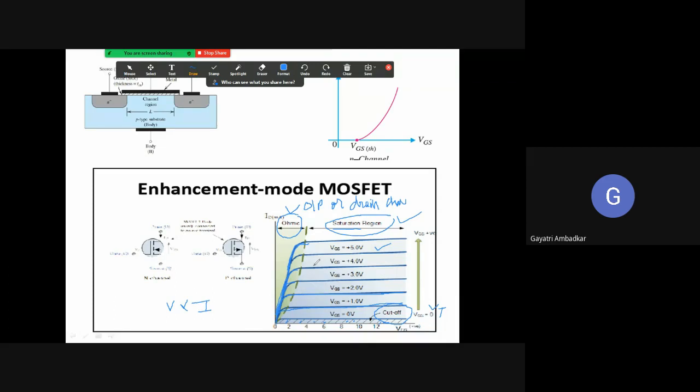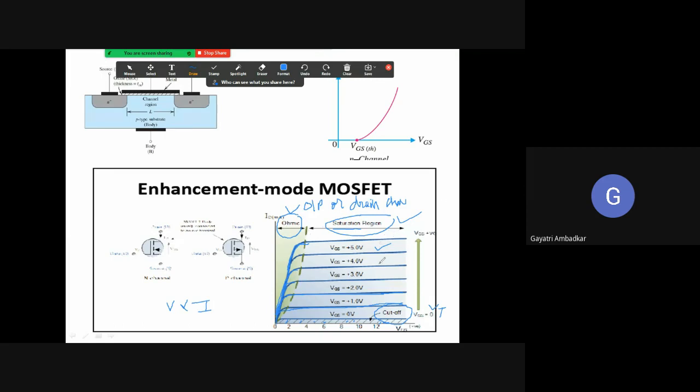The region which has a linear increase in current, which follows Ohm's law. Correct. The region where drain current increases with drain to source voltage is the ohmic region.